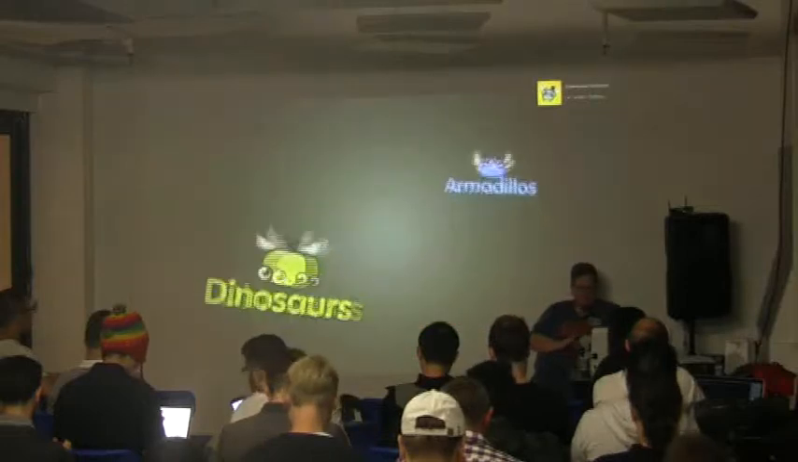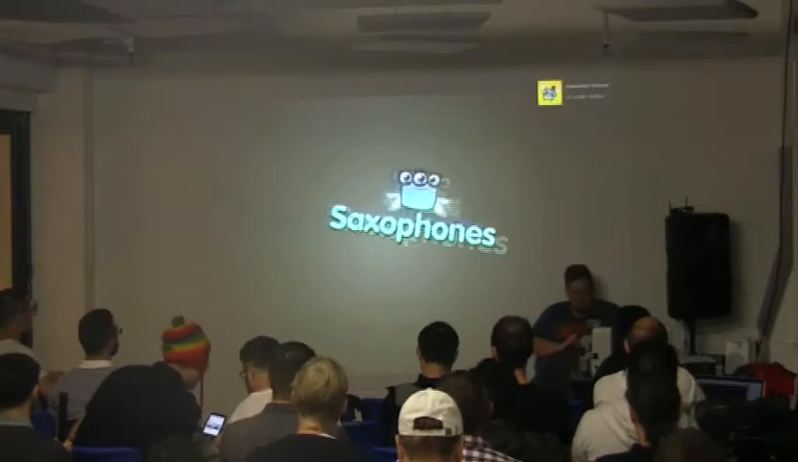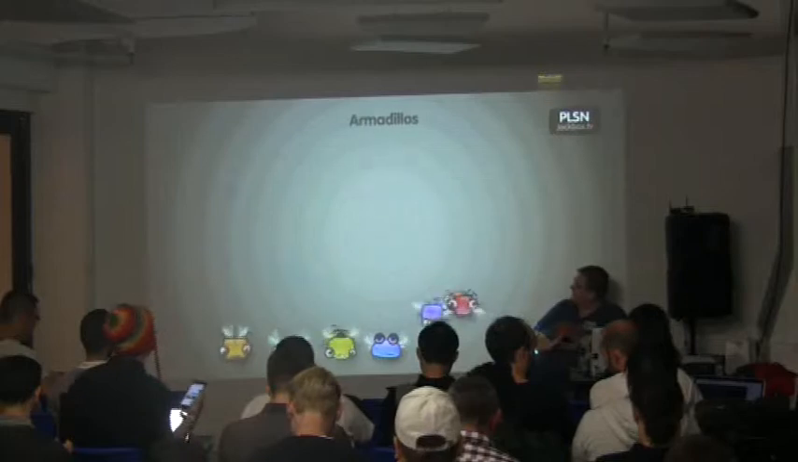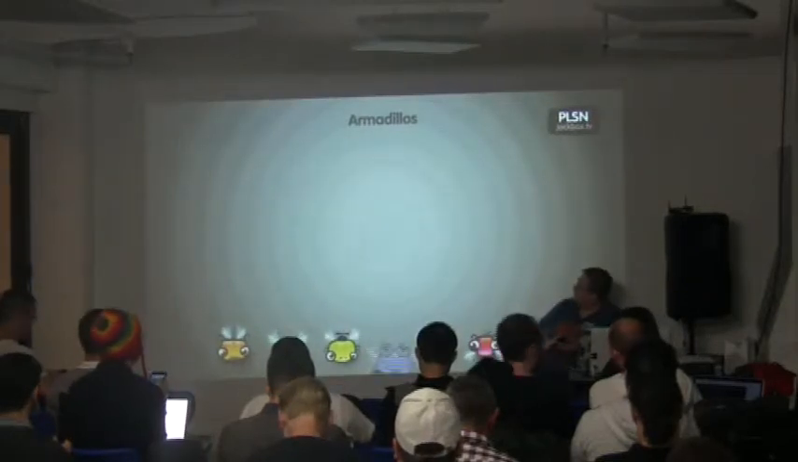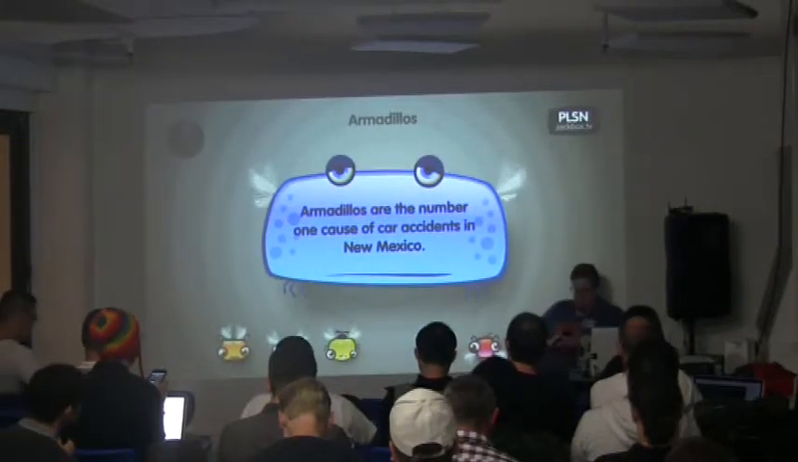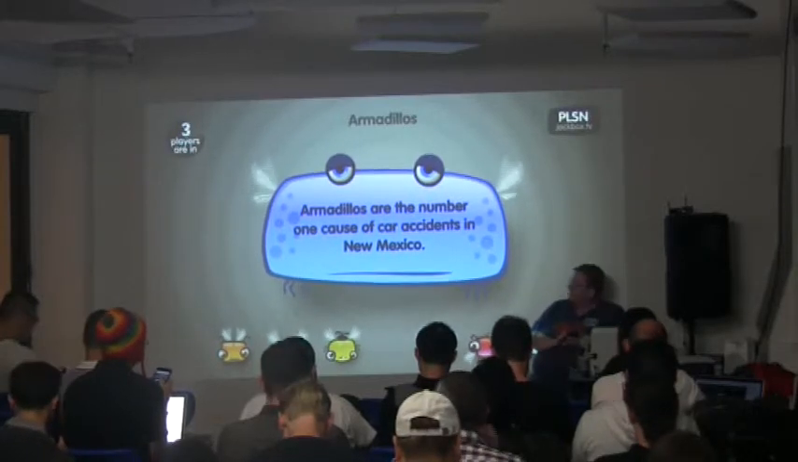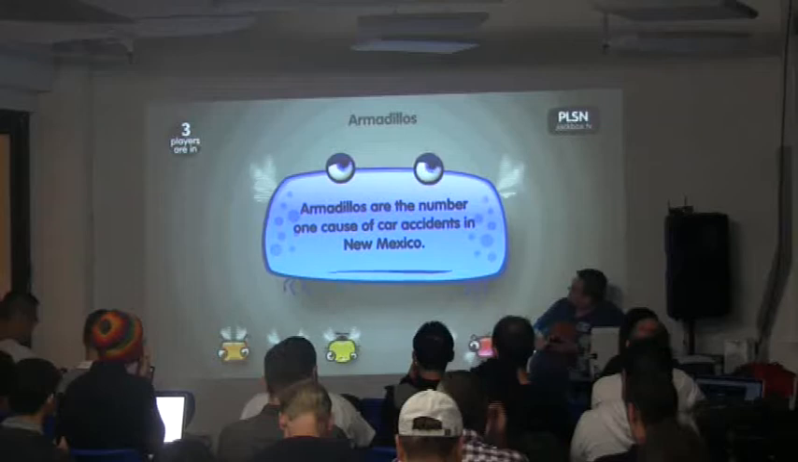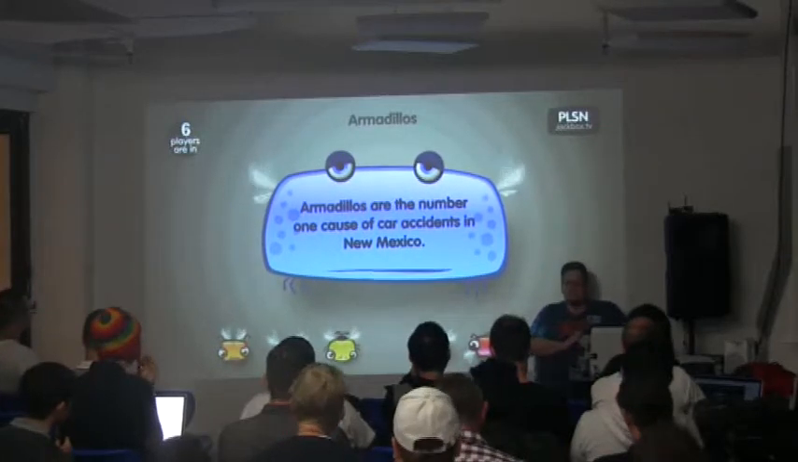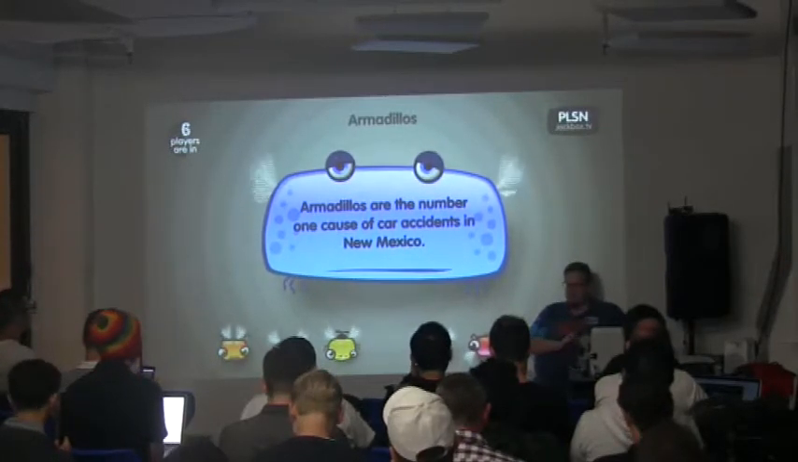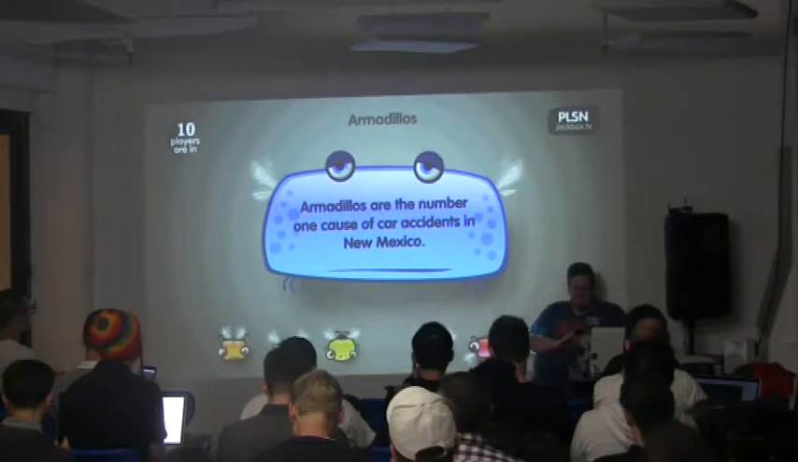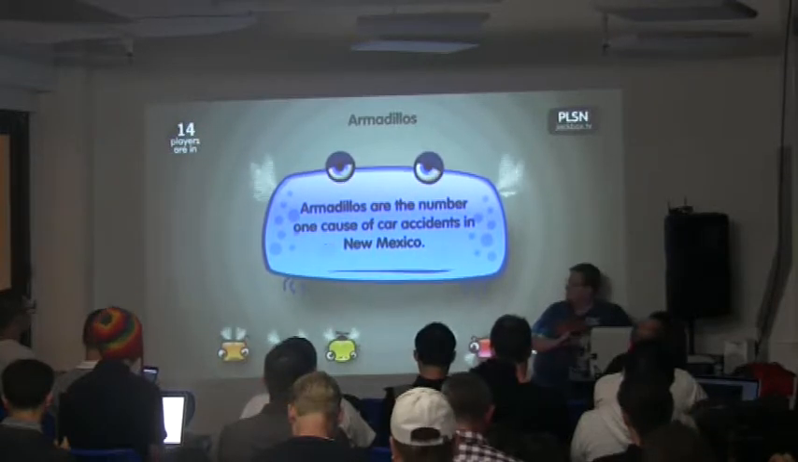Here we go, so pick a category. Somebody is picking a category. All right. Here's a thing. Armadillos are the number one cause of car accidents in New Mexico. If you're playing along, click the truth or lie button, whichever one you think it is. Is it truth or is it a lie?